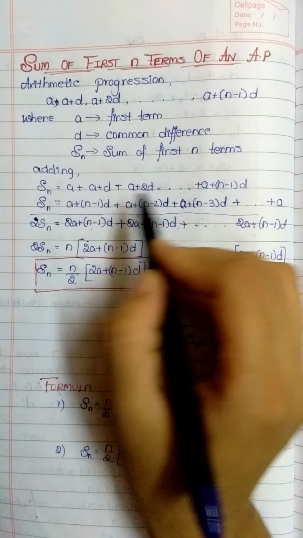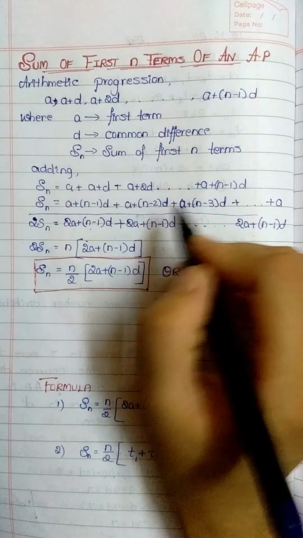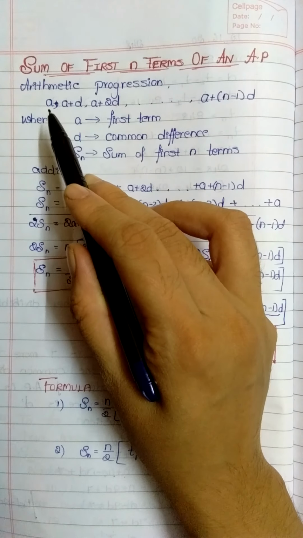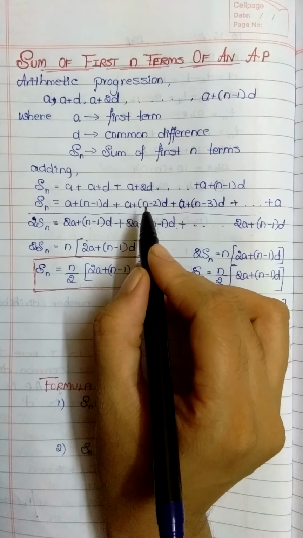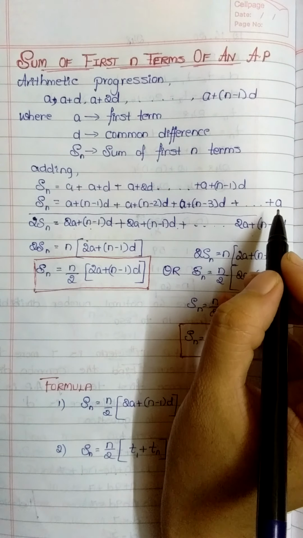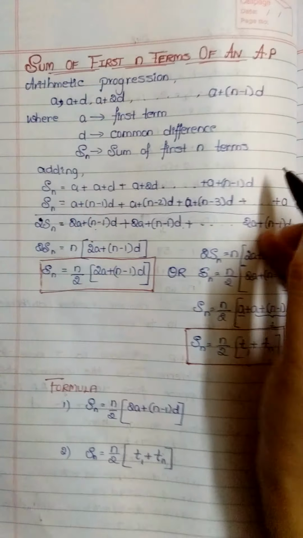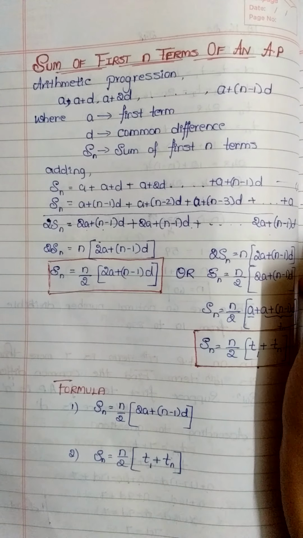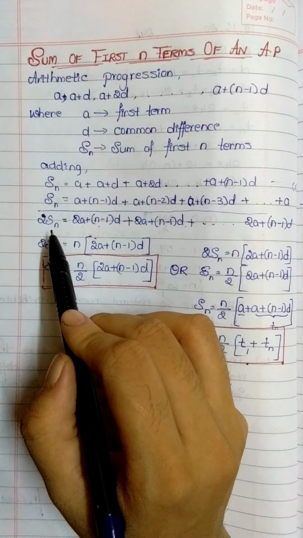Now to make it easy, we write it again in reverse form. In reverse form, first write this last term and go up to the first term a. So first write a plus n minus 1 into d, a plus n minus 2d, a plus n minus 3d, and up to the last term, that is a. Now add equation 1 and equation 2. When we add these two, Sn plus Sn gives 2Sn.